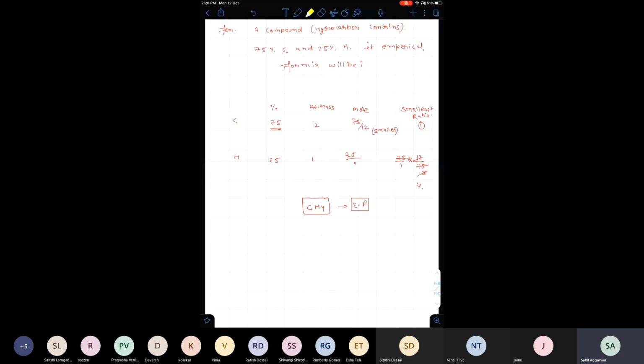First write down the elements, then their percentages, then their masses, then find out their moles, then divide by the smaller one. Divide both by the smaller one. That will give you the empirical formula. Understood?